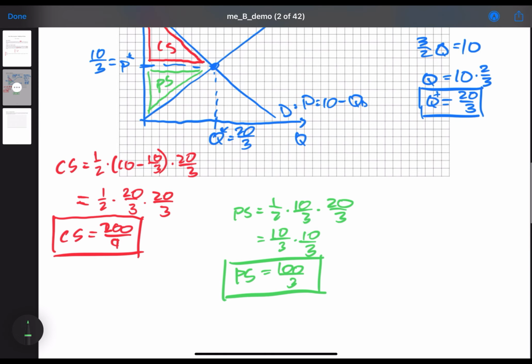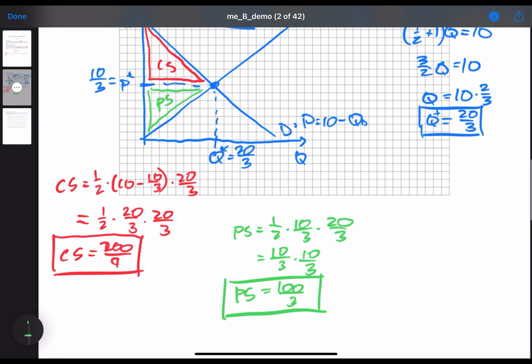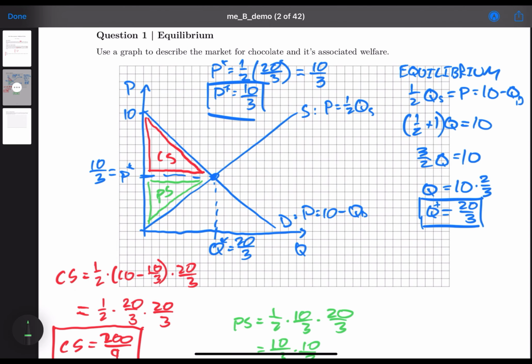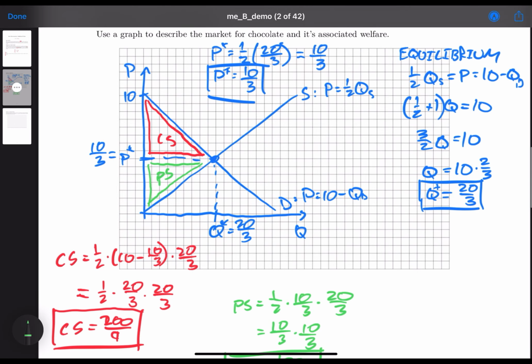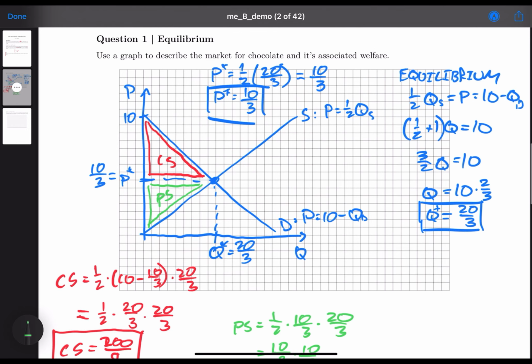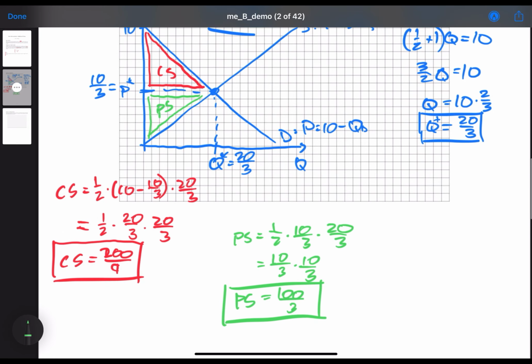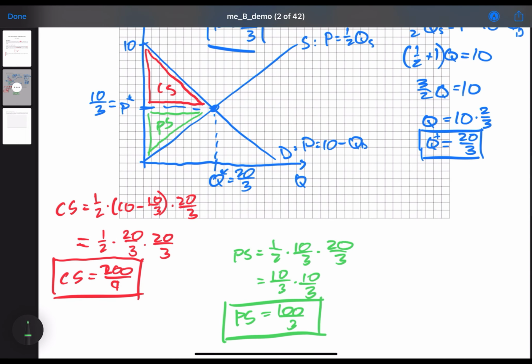All right. So use a graph to describe the market for chocolate and its associated welfare. Okay, so we've done that. And if you wanted to write a sentence here, you could. But this is the most important components of this question.